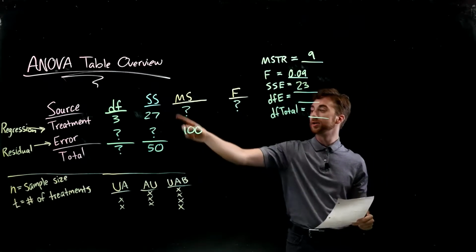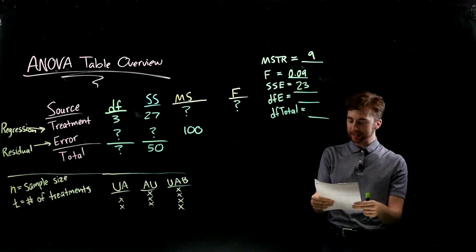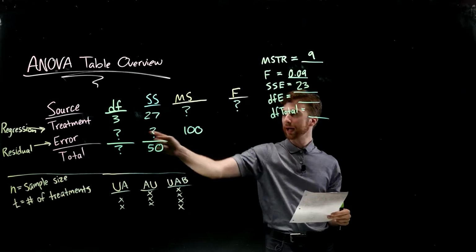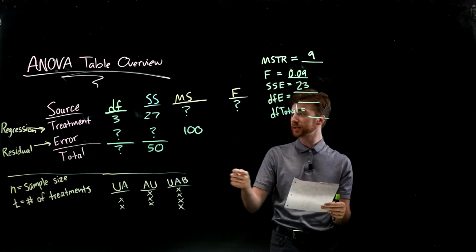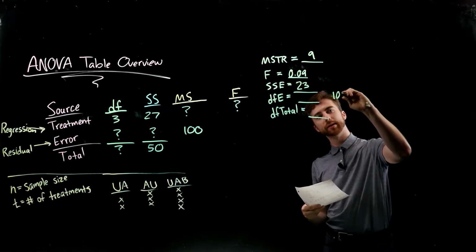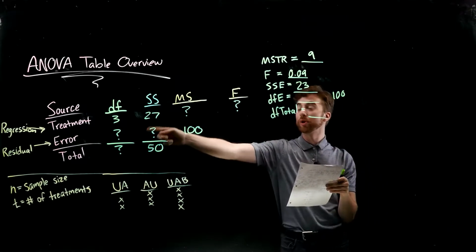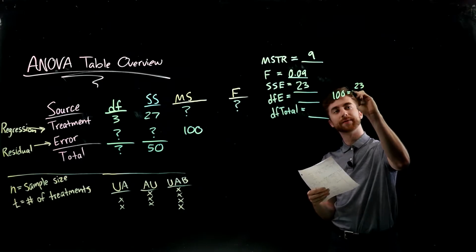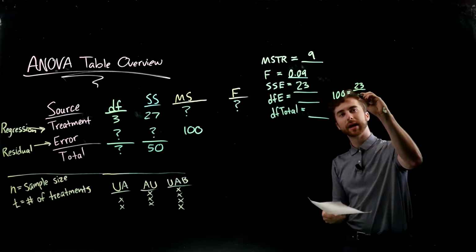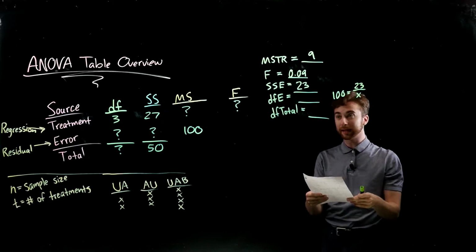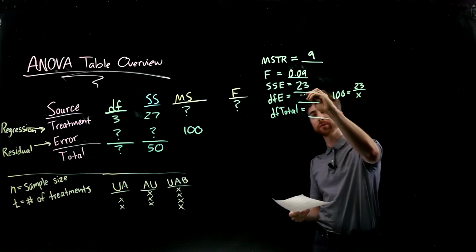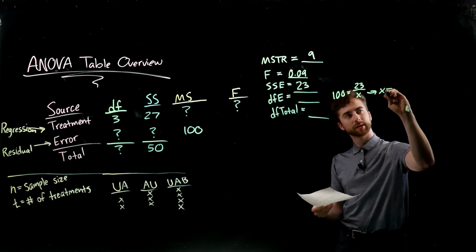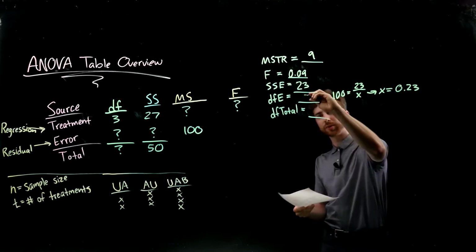So now we're going to deal with our DFE. What we know about our DFE is that this 100 right here was what's to the left divided by what's to the left. So as far as your DFE is concerned, we're going to have 100, because it's this number right here, equals what we just found our SS error to be, or SSE, which is 23, divided by what we're looking for, so X. And at that point, you just solve for that formula, and you end up getting that your DFE is going to be 0.23. It's just 23 divided by 100. Just do the algebra. X ends up being 0.23. And so we have 0.23 right here.